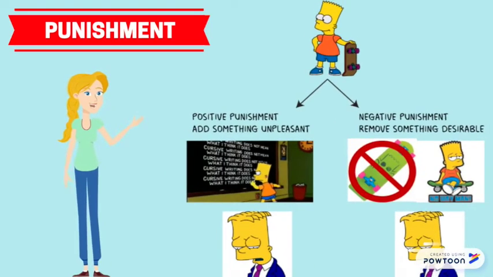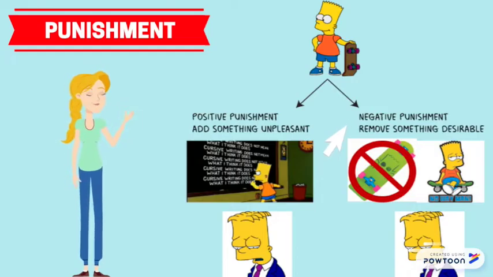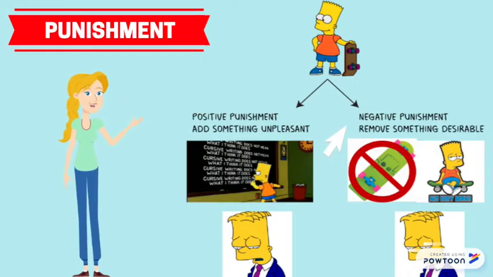Now let's think of the same scenario, but what if negative punishment was given to Bart? The teacher instead seizes Bart's skateboard. By the teacher keeping Bart's skateboard, again, as a consequence, Bart is discouraged from bringing the skateboard in again.